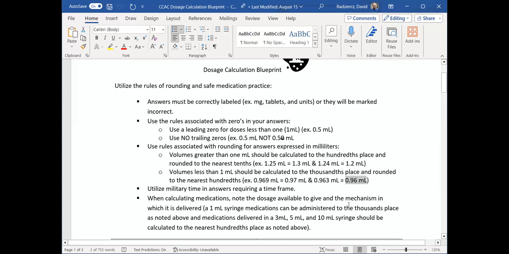And again, you'll see this in practice. We'll practice some of these. I'll try and get to a couple of practice ones today so we can see what that looks like. I'll also show you correct rounding and also when you're not supposed to round.